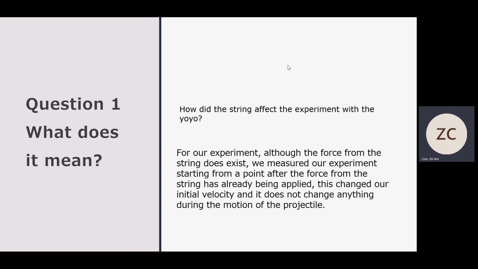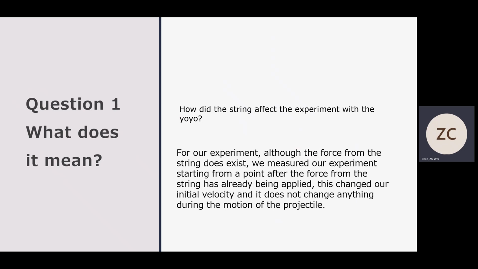And then we have our first question. What does it mean? So how did the string affect the experiment with the yo-yo? For our experiment, although the force from the string does exist, we measured our experiment starting from a point after the force from the string has already been applied. This changed our initial velocity, but it does not change anything during the motion of the projectile.